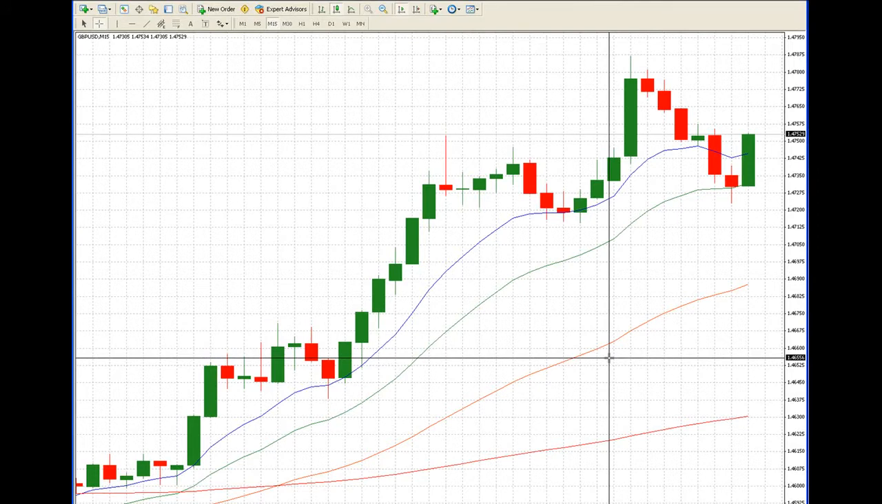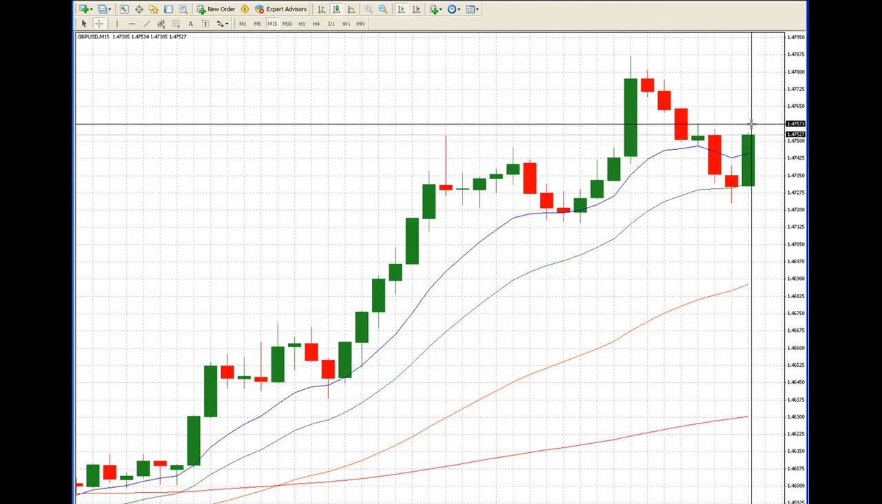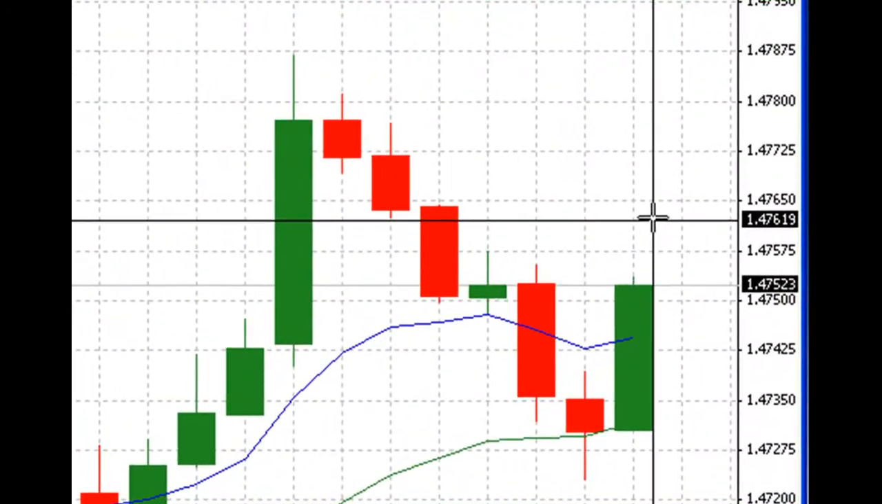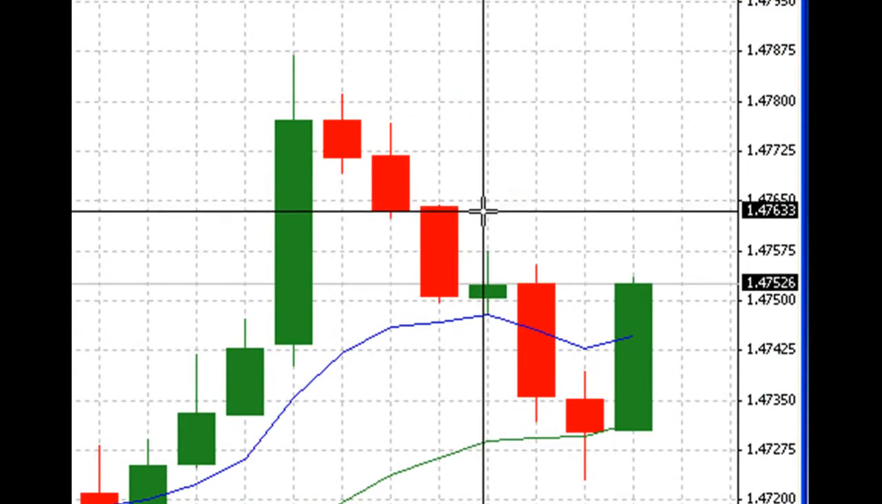On some of your charting packages you can do that as well. It's just a matter of finding out how to do price alerts on your charting package, and you can also have price alerts that way as well. So we are waiting for this to come up to 1.4763, which is about this price right here. So I'll just leave the cursor there so you can just see that. And when it gets to there, we are going to be moving our stop to break even.